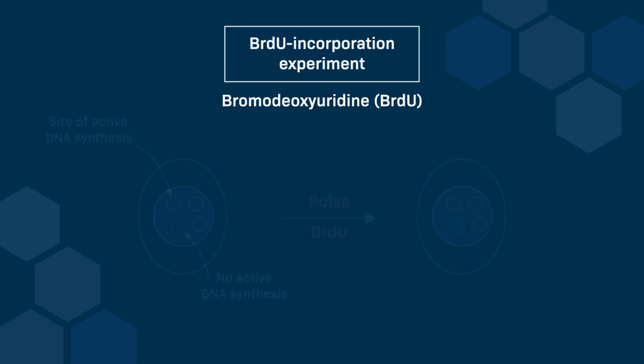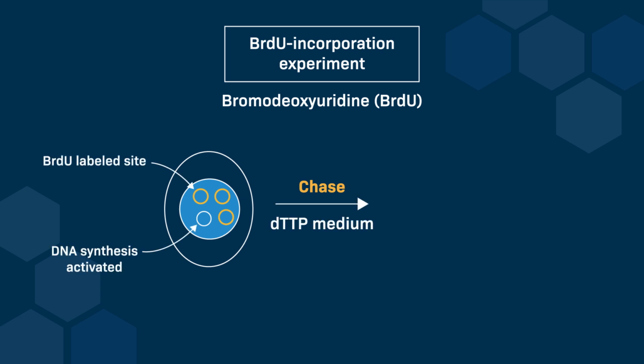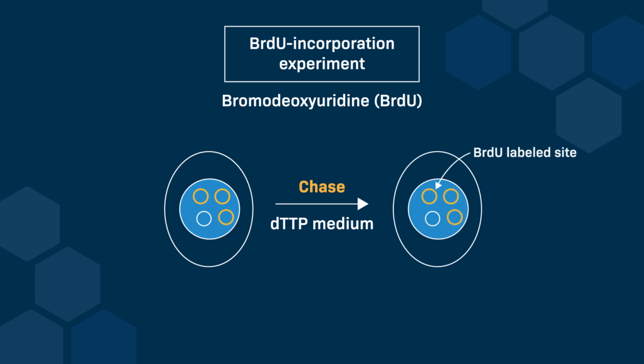After the short pulse, a chase phase begins. At the start of the chase, the culture medium is completely removed and replaced with a medium that contains a very high concentration of deoxythymidine triphosphate, or dTTP. This means that any DNA that is synthesized during the chase will not be labeled with BrdU. The chase continues until the cells are fixed and processed for microscopy.